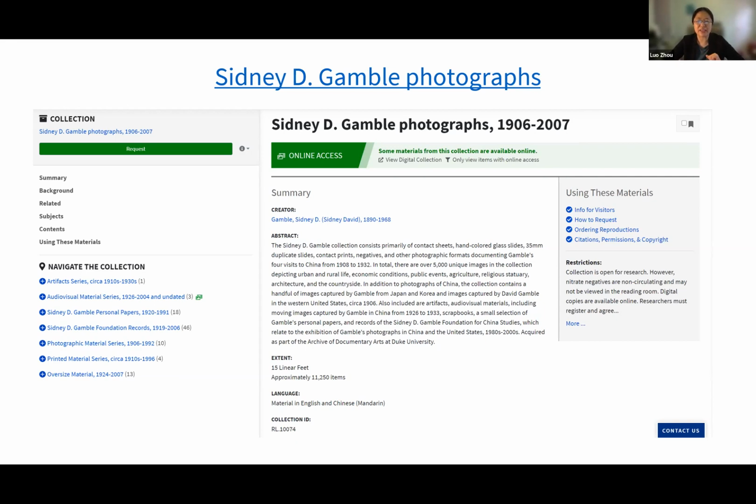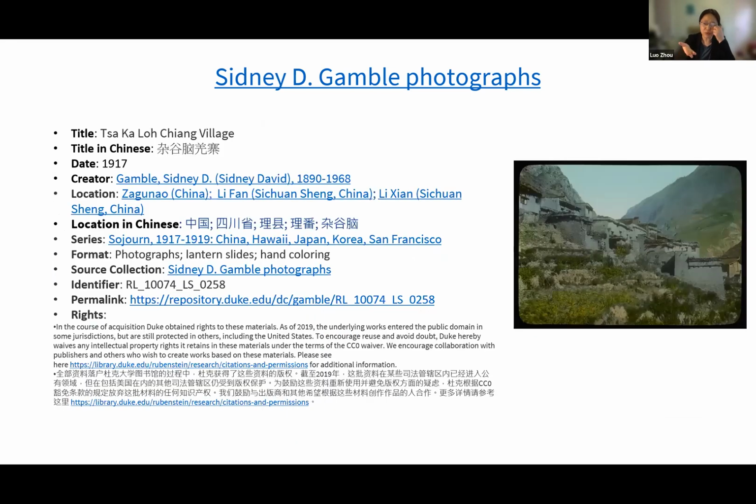To give you just one example, this one you see is a hand-colored lantern slide. It has a sleeve cover, and on the cover we have Gamble's own caption, which is Zagu Naochang Village. I also gave it a Chinese translation. The date is pretty certain. What's unique here is the location information, and especially the two names, one is Li Xian, one is Li Fan.